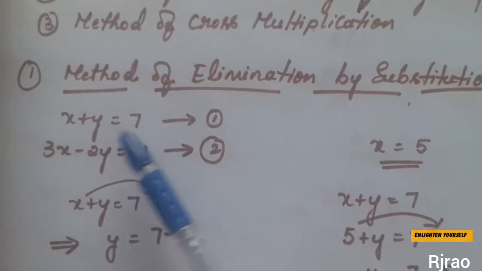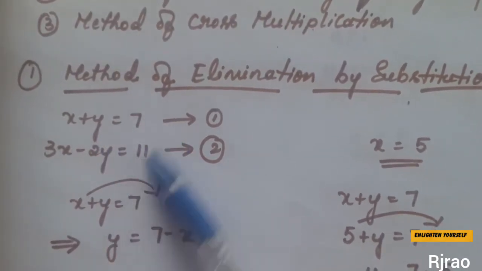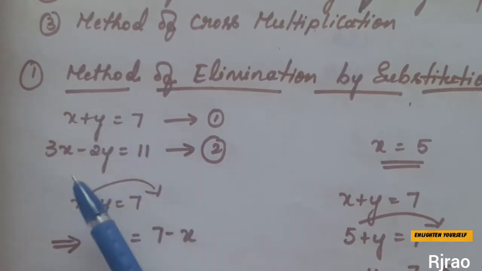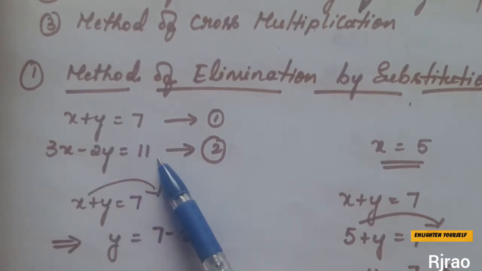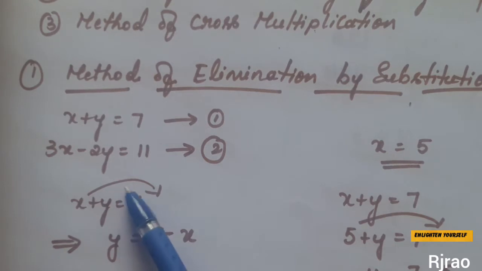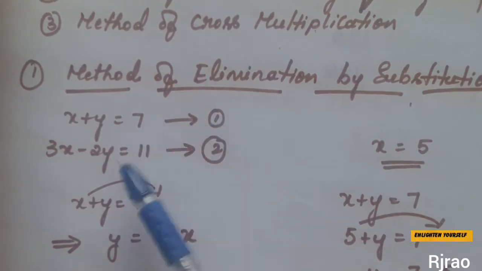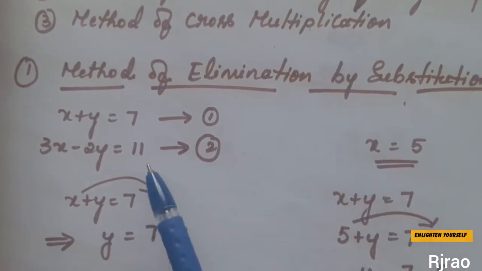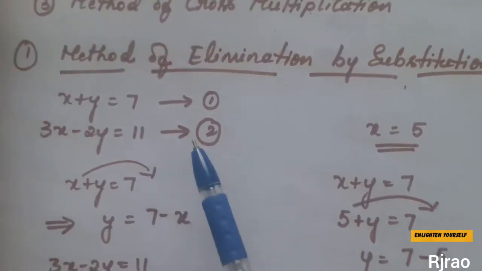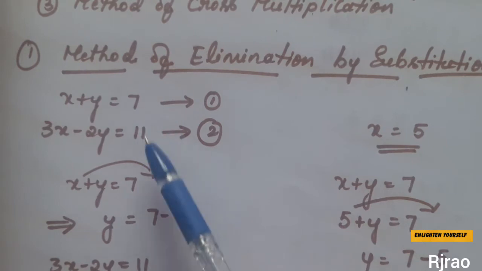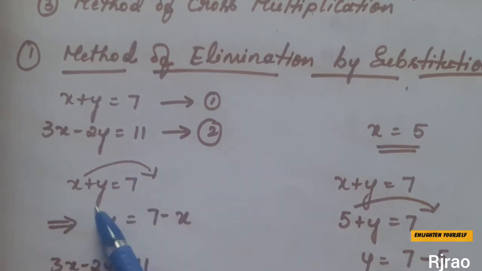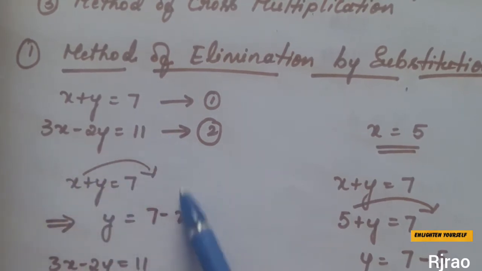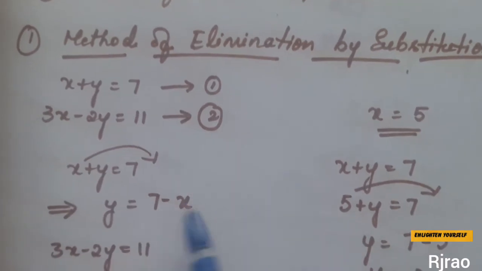So here I have taken these two linear equations: x plus y is equal to 7, 3x minus 2y is equal to 11. These are the simultaneous equations. This is the first equation, this is the second equation. Here we have to solve by the substitution method. So what we have to do? Any one of the equations we have to select, and any one of the variables we have to keep on the LHS and the other one we have to shift to the RHS.